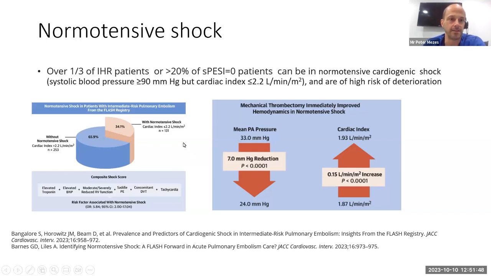To identify these patients with normotensive shock, they recommend to monitor, again, similar parameters: whether there is elevated troponin, elevated BNP, reduced RV function, a large volume of thrombus, concomitant DVT, and tachycardia. So these are the parameters they recommend putting together to create this composite shock score, which would indicate if the patient is in cardiogenic shock.